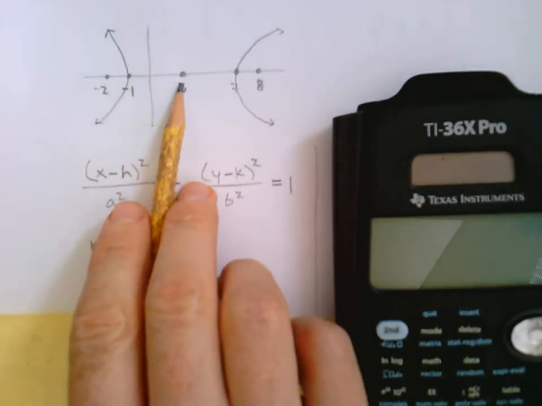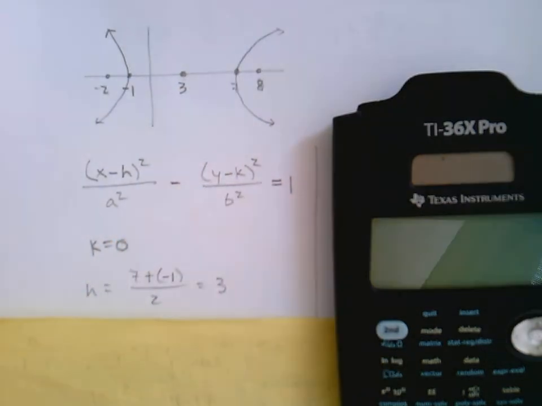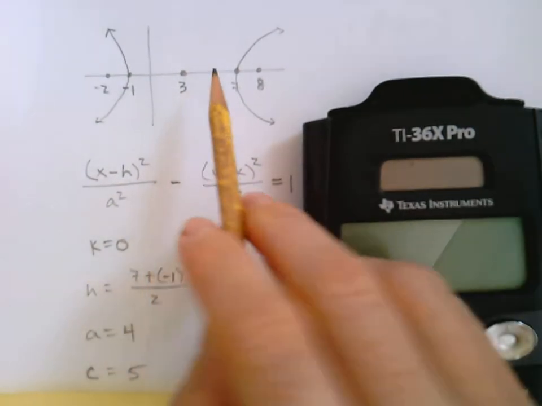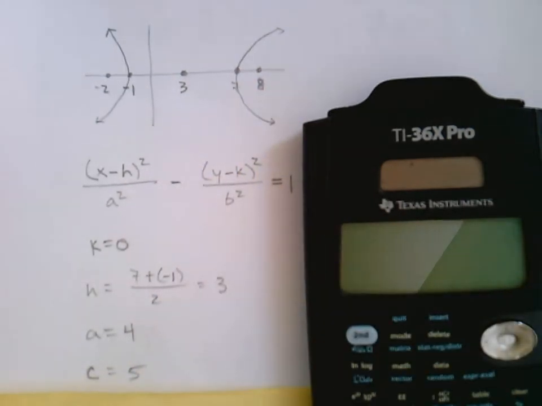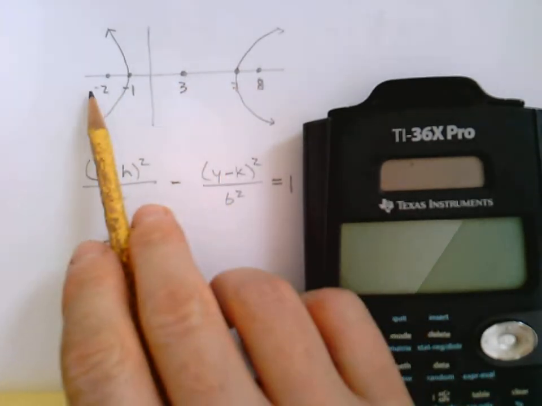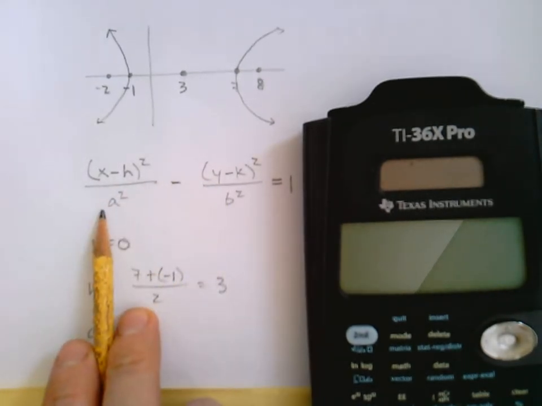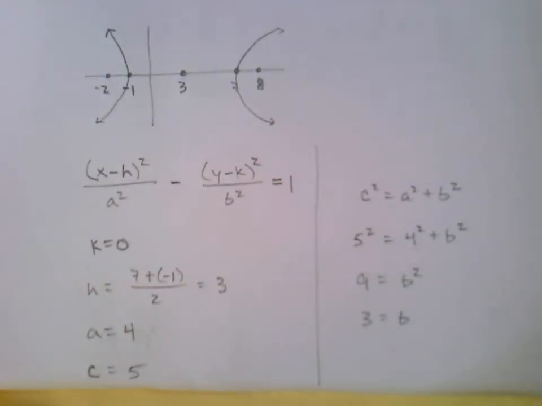Once we have h, important to start with that, because then what is a and what is c? We can get those. The distance from the center to the vertices, that's a. We always think of it as positive. It's a distance, 4. c, the distance to the foci, that's 5. You might say, I know h, k, and a, but c wasn't a part of this. True, but we need c in order to find out what b equals, and that's where this side comes in.